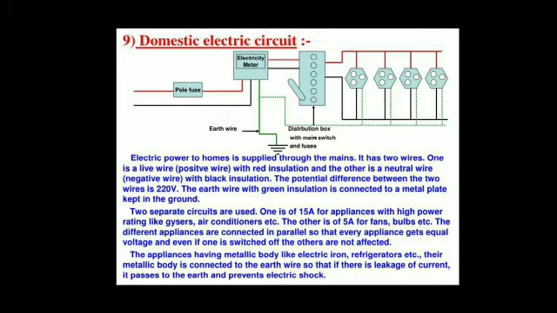The appliances having metallic body like electric iron, refrigerator, etc., their metallic body is connected to the earth wire so that if there is leakage of current, it passes to the earth and prevents electric shock to the user.